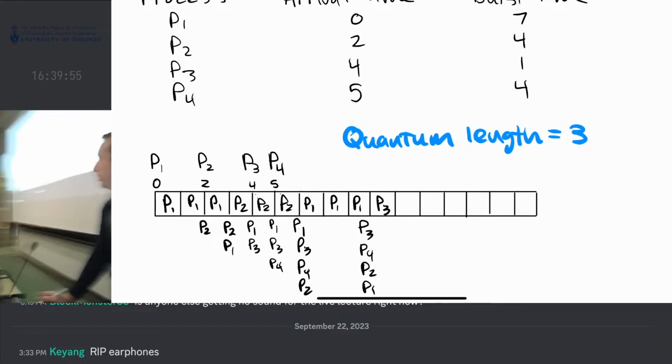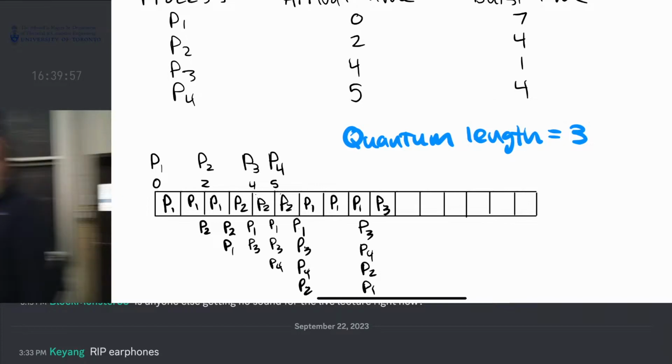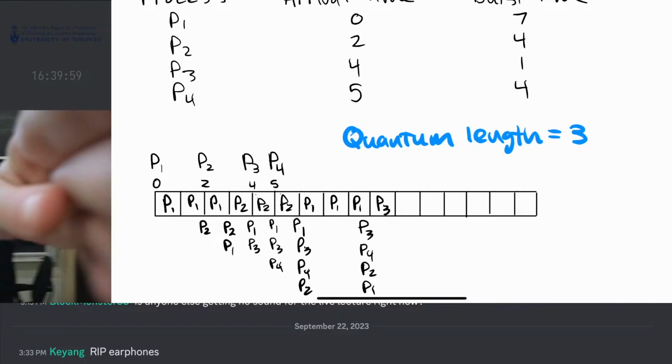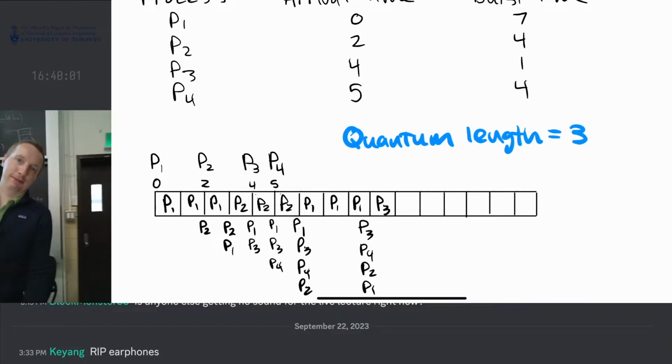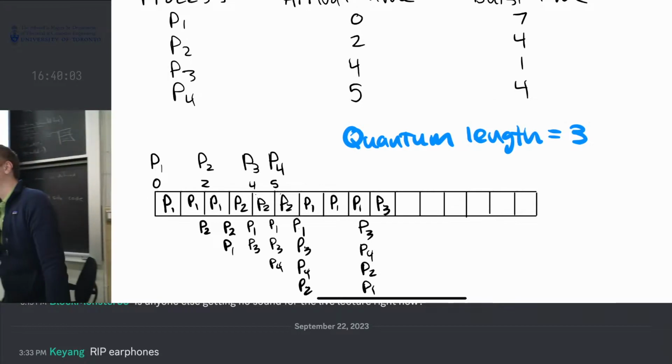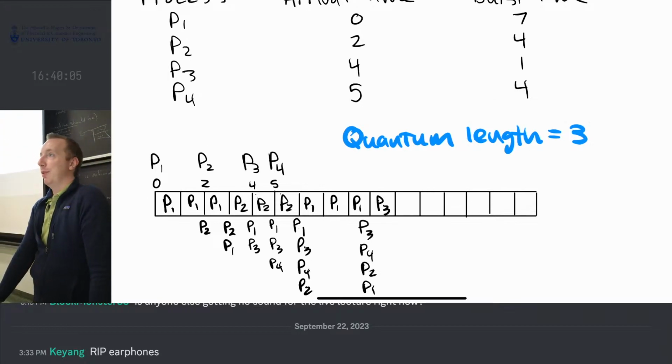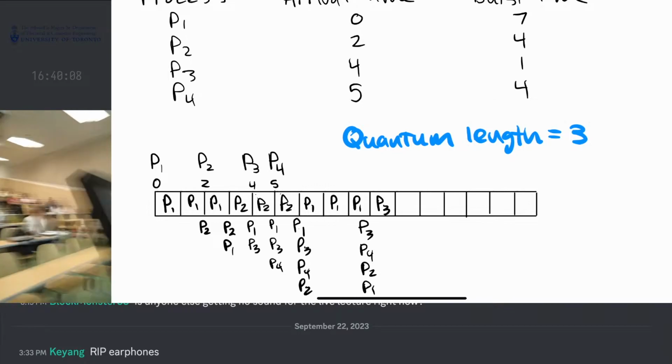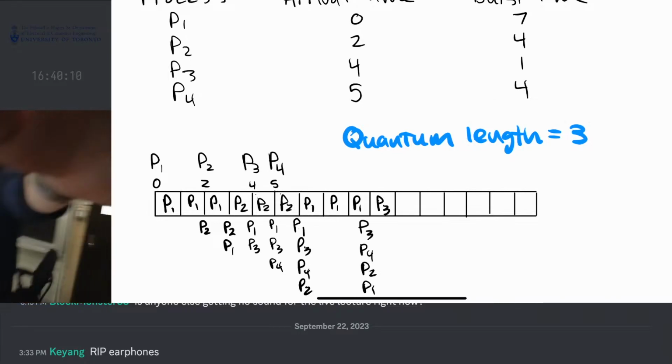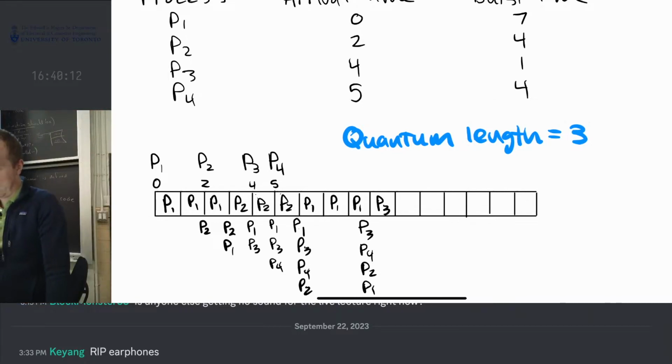It only runs, what are you doing, camera? All right, cool. All right, so P3 only runs for, yikes. Okay, that thing is dying.